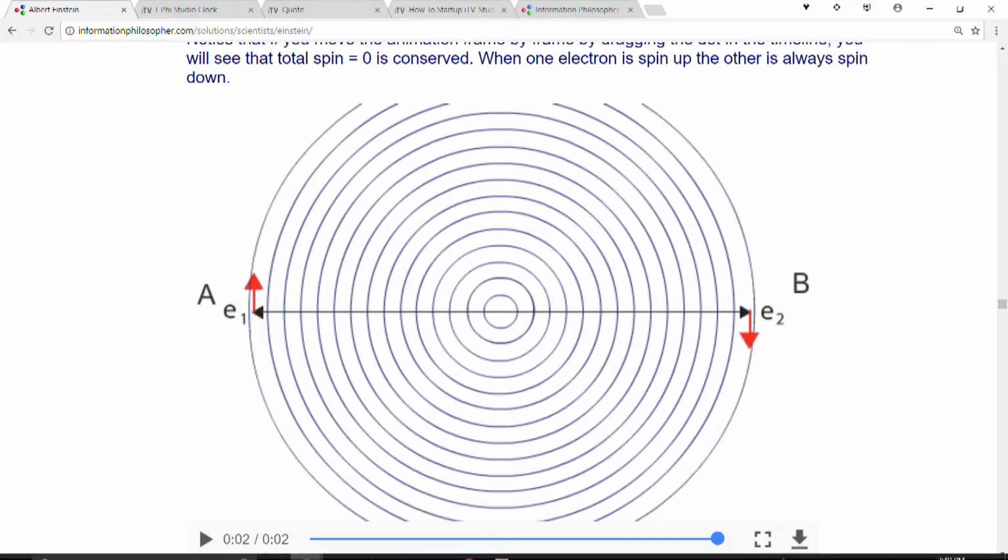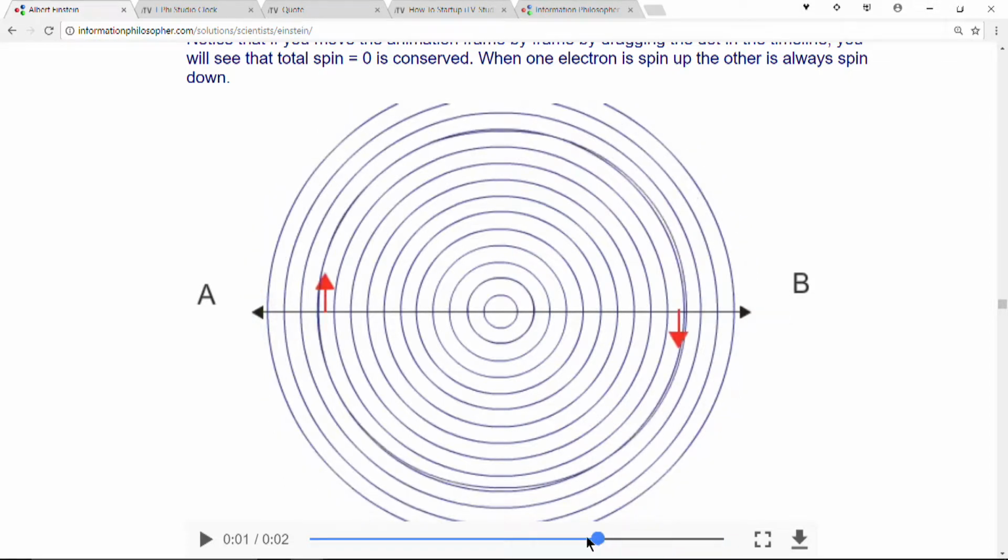Now, what this animation I'm trying to show you is the notion that if one is in a combination of up and down, let's go in the middle here somewhere. Let's suppose we're here, and that one is in a combination of up and down. I'm using time to show that, well, it may be going up and down, but the other one is doing exactly the opposite thing in order to conserve the total momentum.